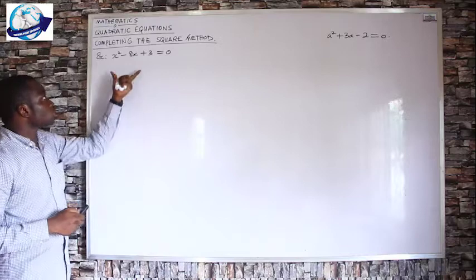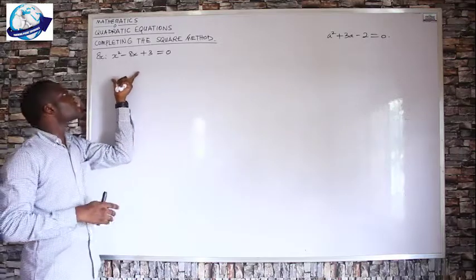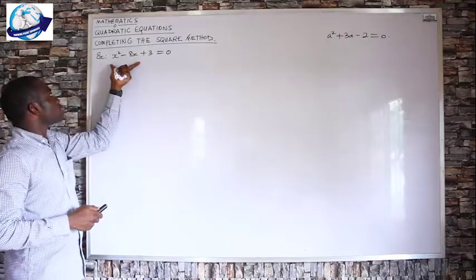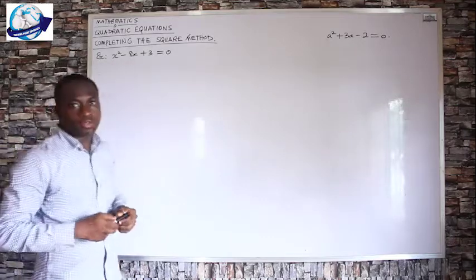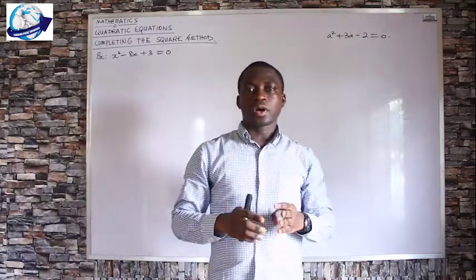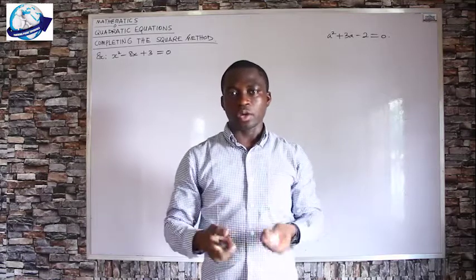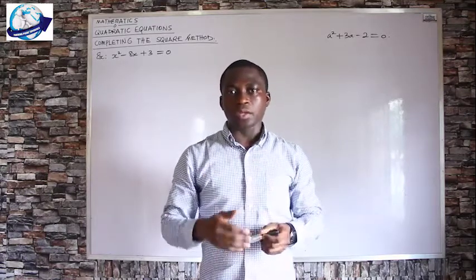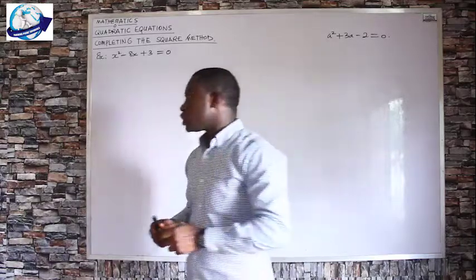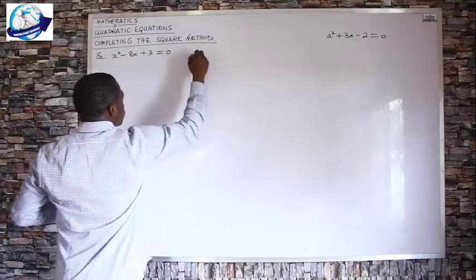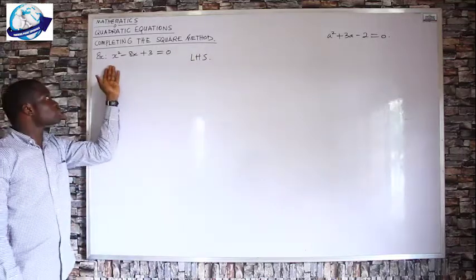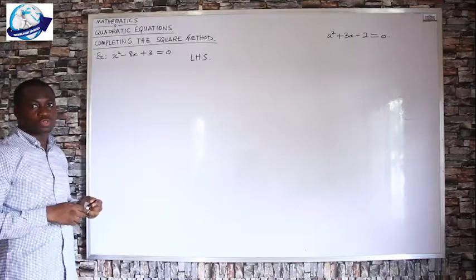Don't forget what we said in the previous lecture, that once you have an equation in this format, you factorize. But in the case where the factorization method cannot help, then you have to apply a method we call completing the square method. Now check the left hand side of the equation, the LHS. Look at this equation, you see x squared minus 8x plus 3 equals 0.